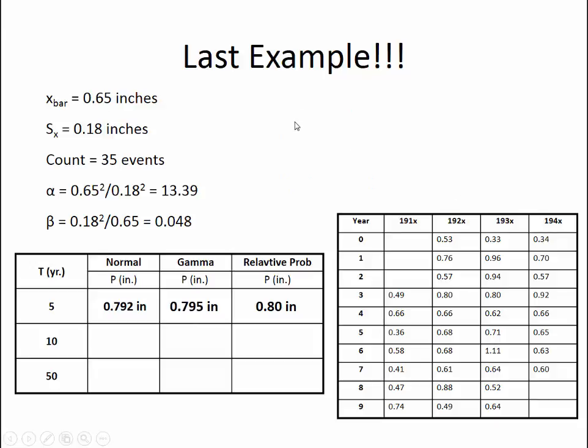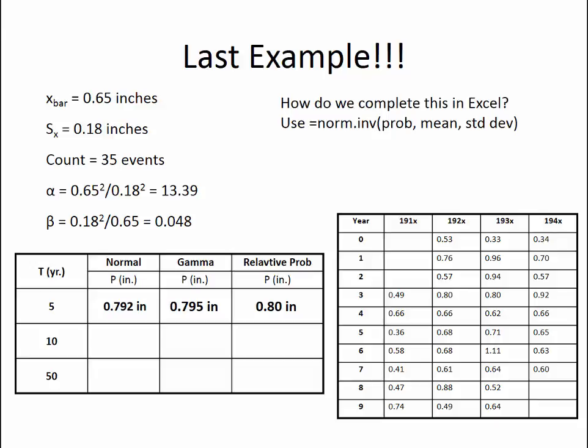Now that's how we do it by hand, right, using either our z table or our frequency factor table. What if we want to do something a little bit more sophisticated? Let's say we wanted to use a program like Excel. Well, we could complete this in Excel by using the function norm.inv, which means we're going to take an inverse of the normal distribution. We're going to give it a probability, a mean, and a standard deviation. And what it's going to return to us is a value.